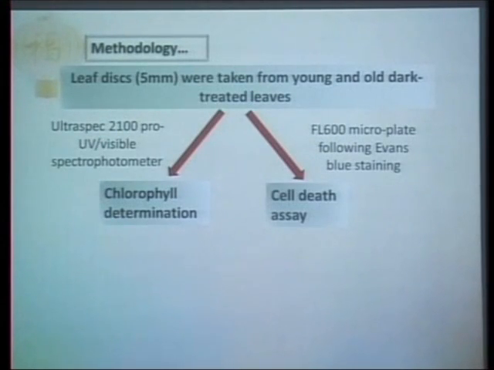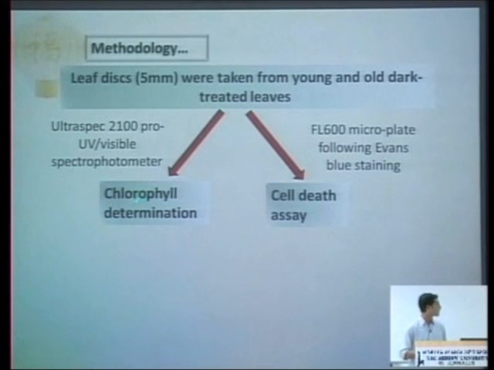From the treated rosettes we took leaf discs of 5 millimeters from young leaves as well as old leaves, and the leaf discs were used to determine the chlorophyll content and the cell death in them. The chlorophyll content was determined by using a spectrophotometer, and the cell death was measured by using an FL600 microplate reader. This is the model of one of the machines, a spectrophotometer, following Evans blue staining.